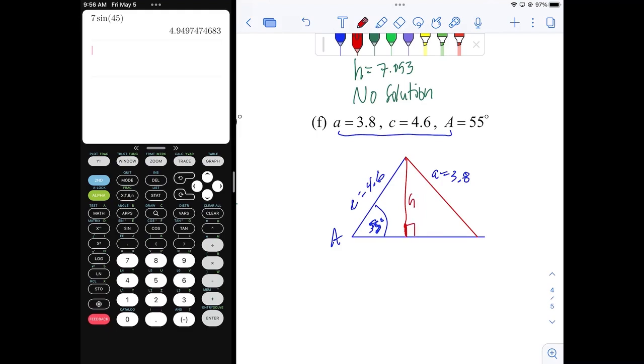Let's calculate the altitude. So H is going to be 4.6 times sine of 55 degrees. The adjacent side times sine of the angle. Or you can set it up and solve for it. And now I type it in: 4.6 times sine of 55. And I get H is 3.768. So you're right. How many solutions?